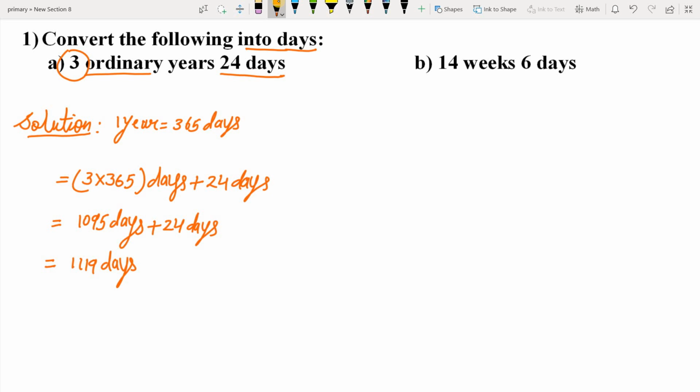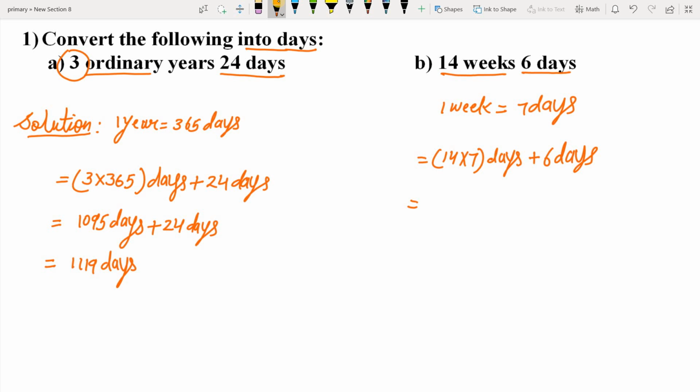Now let's see the next question. And here we have to convert 14 weeks and 6 days into a days. So as we know that 1 week is equal to 7 days. तो 14 weeks में कितने days होते हैं ये पता करने के लिए हम 14 को मल्टीप्लाई कर देंगे 7 days से और 6 days को उसमें ऐड कर देंगे. So 14 multiplied by 7 we get 98 days और उसके बाद हम इसमें 6 days को ऐड कर देंगे. So if we add 98 days plus 6 days we get 104 days.